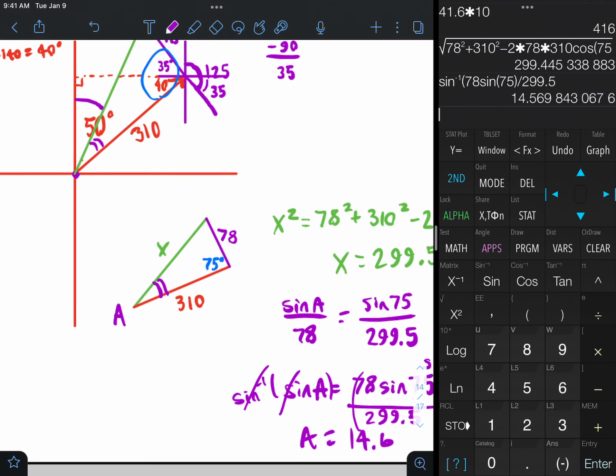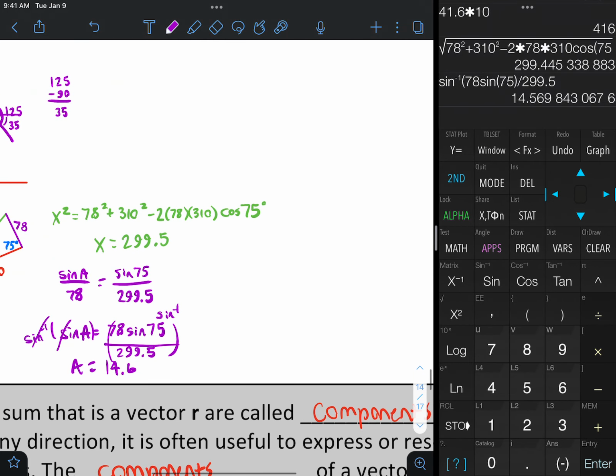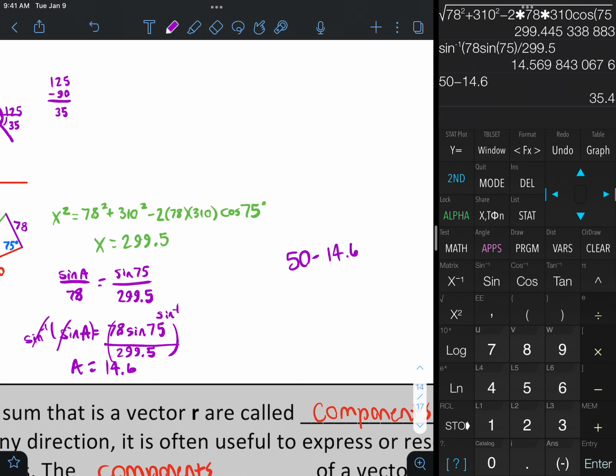All right, now remember here, that's this angle right here, the 14.6 degrees. And since you had that 50 degrees originally, for our final answer here, we'll do 50 minus the 14.6. And then we'll be done. So that'll be roughly 35.4 degrees.